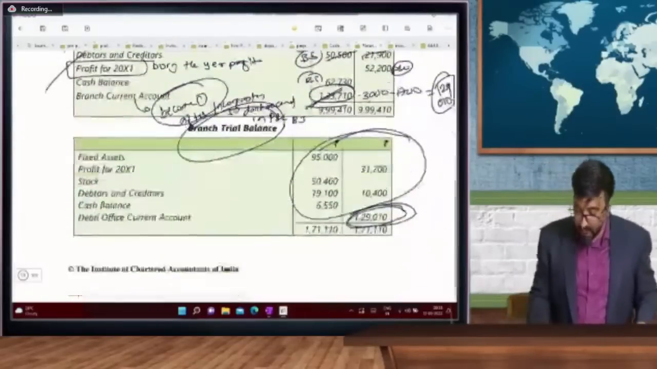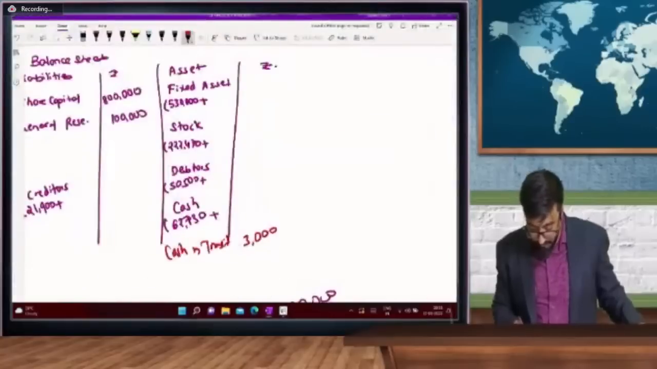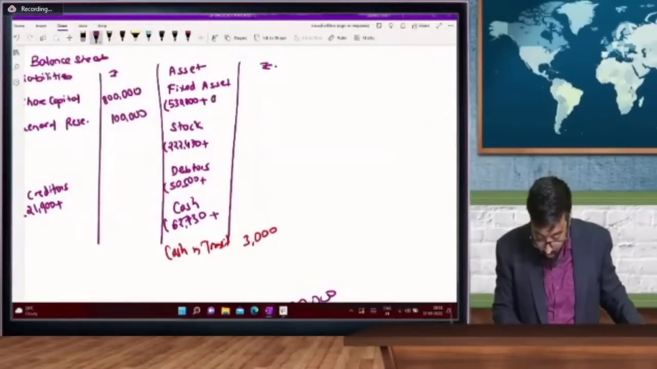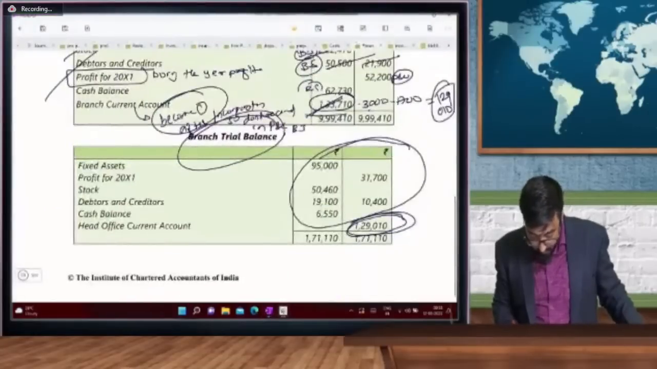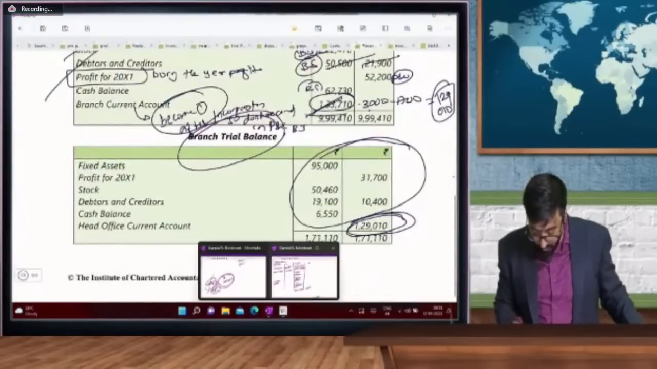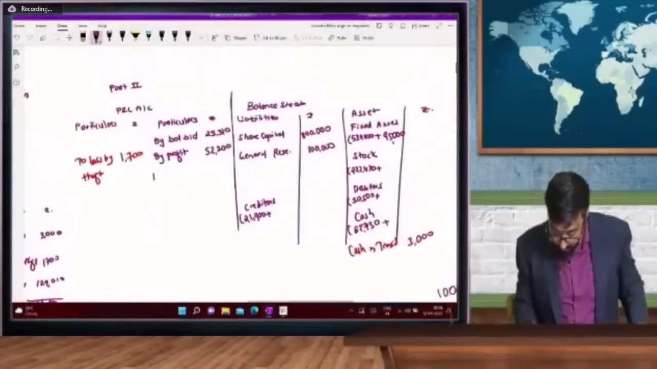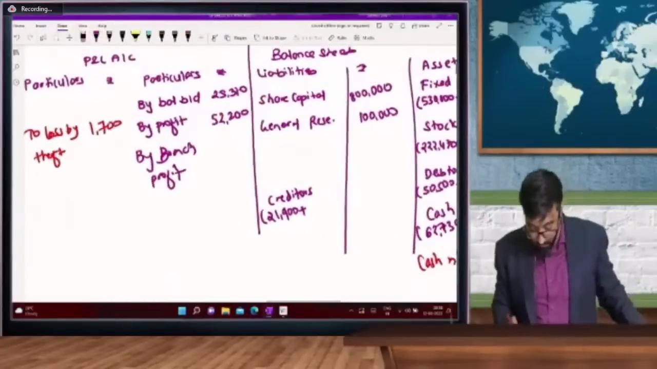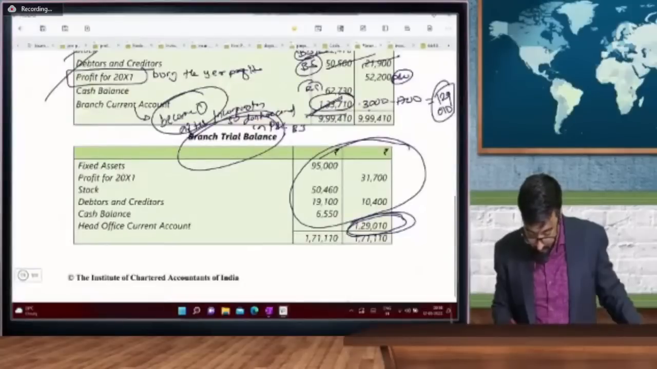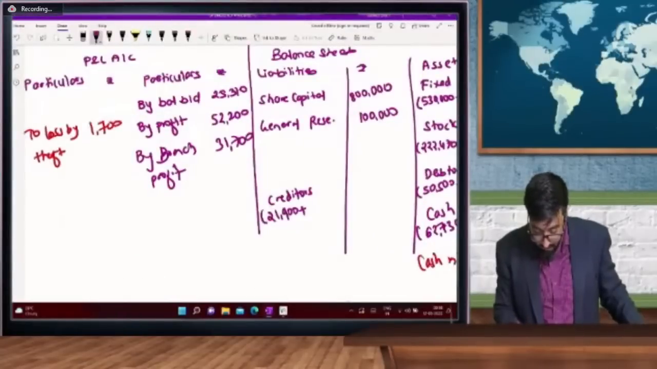So this trial balance is over. Now fixed assets, one by one. Fixed asset already recorded in the inner column, 95,000, add it. 31,700 profit during the year. So by branch profit, you will merge it in the profit and loss account. By branch profit, 31,700. It's a very easy question, beta.